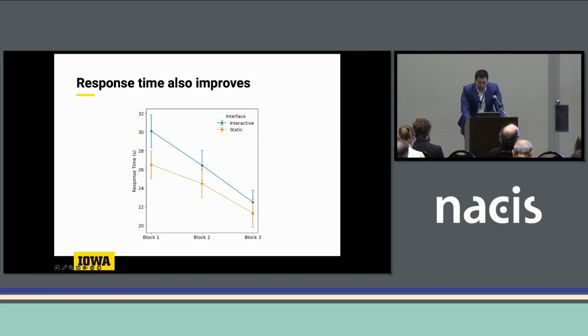Another thing to note is that overall response time also improved across both groups, both bivariate groups. And here it's also interesting to see how the interactive group catches up by the third block.